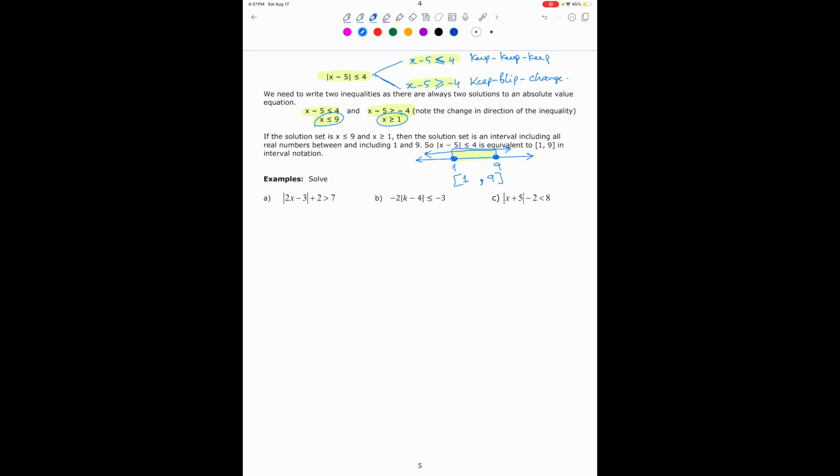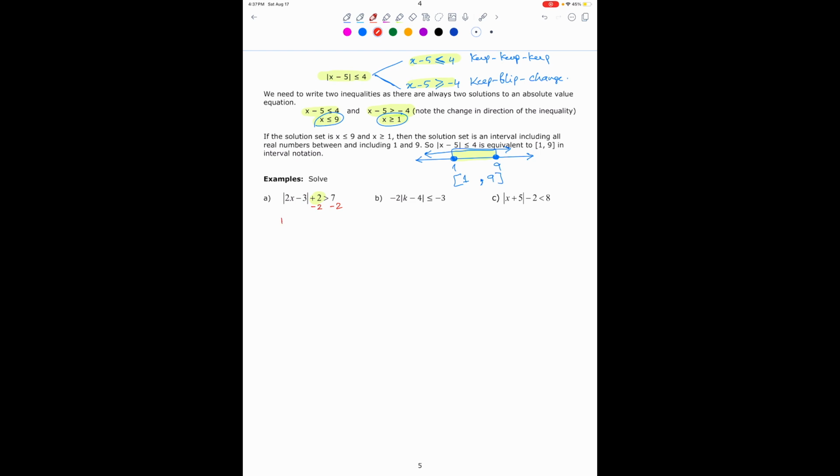Here are some examples. We're going to solve absolute value inequalities. Remember, the steps are the same as absolute value equations. So if there is any number added or subtracted or multiplied, we need to remove that before splitting. The 2 here is added, so we're going to remove it by subtracting 2 from both sides of the equation. Subtraction does not flip the sign. So do not flip the sign if you're subtracting.